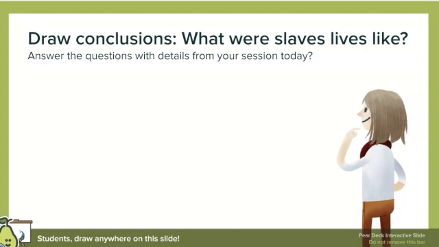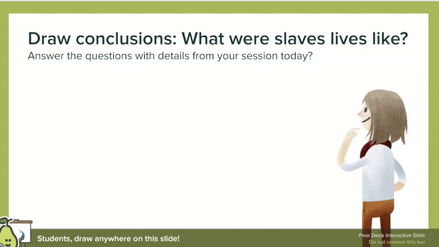And the final part, this is a formative piece of assessment, would be at the end of the session: what were slaves' lives like? Now, you notice here it says students can draw anywhere on the slide. Once again, I really want students to express themselves, to represent their learning in whatever way they can. Some students would write, some students would draw. They might draw whatever came to mind based upon what they read.